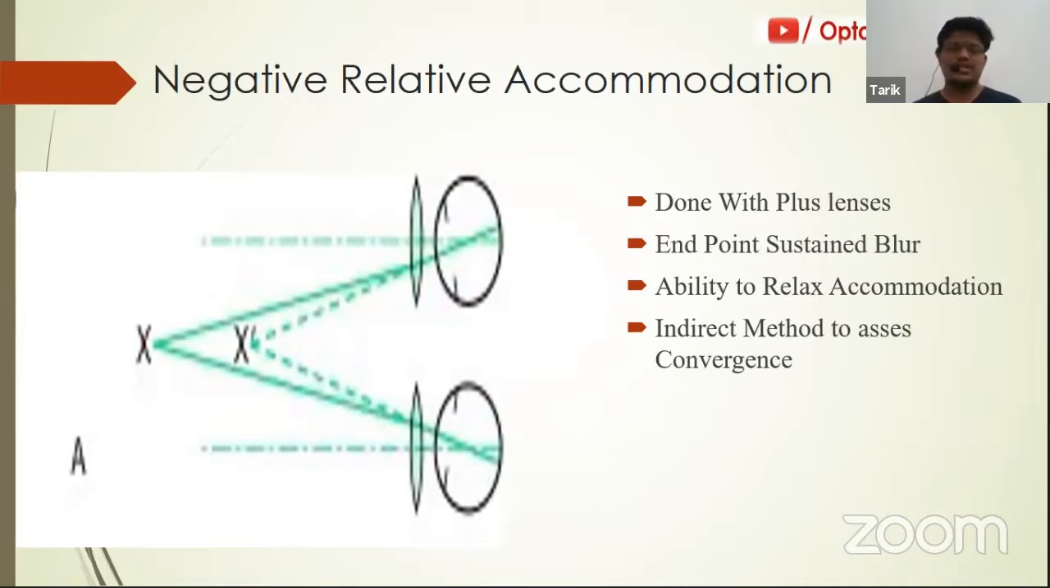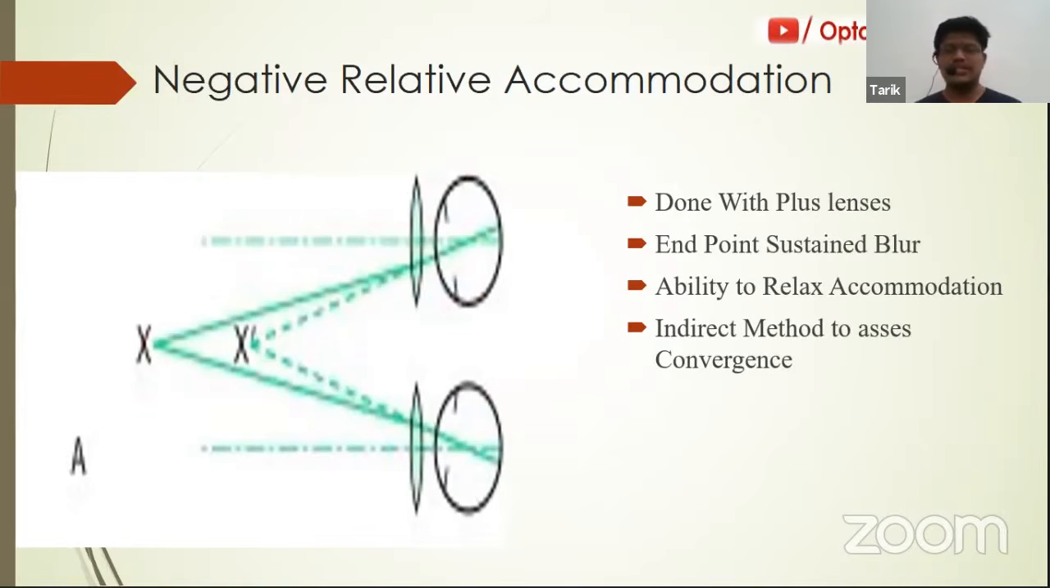Now, one more method I'll be telling you about, how we are actually evaluating convergence: simply, when you put a plus lens right in front of your eye, it will relax the accommodation. The moment it relaxes the accommodation, the accommodative convergence also relaxes, and you need to use your fusional convergence to cope with it. Because the eyes are going again into a divergent state because of the accommodative convergence getting relaxed, you need to use your positive fusional vergence, that is your fusional convergence, to keep the image single.